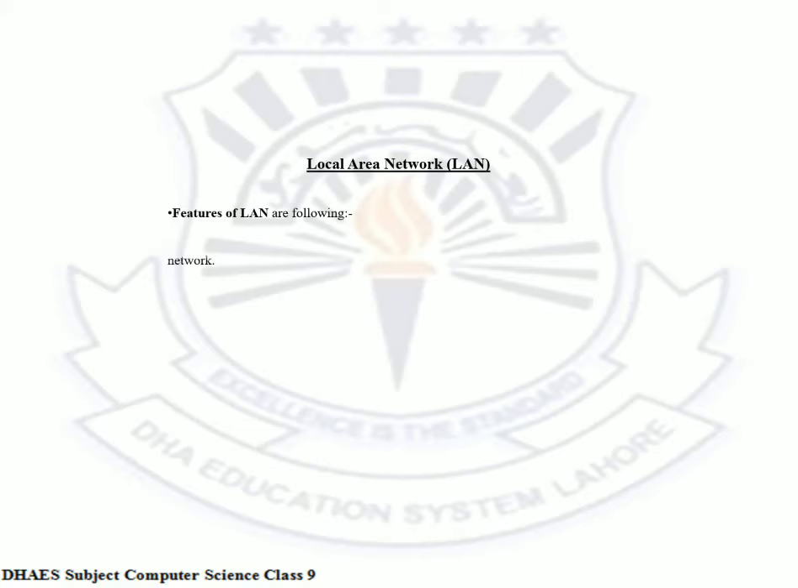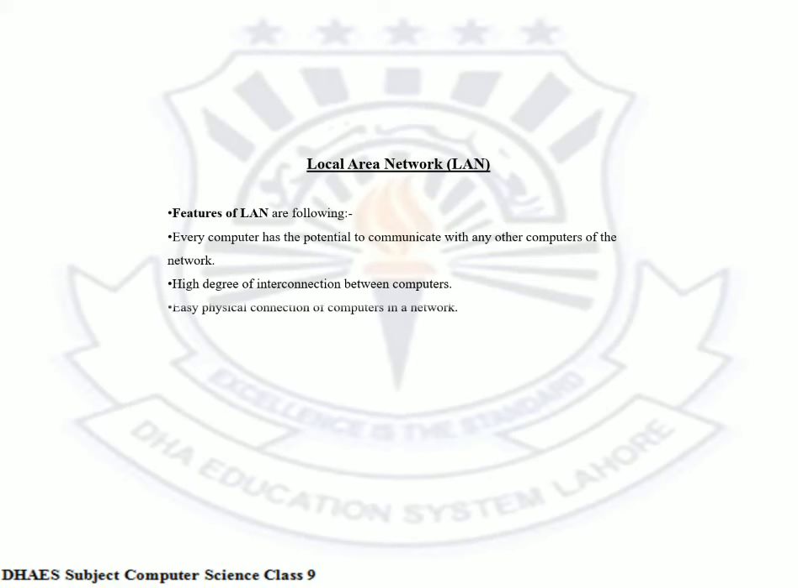Features of LAN are as follows. Every computer has the potential to communicate with any other computer of the network. High degree of interconnection between computers. Easy physical connection of computers in a network. Inexpensive medium of data transmission. High data transmission rate.